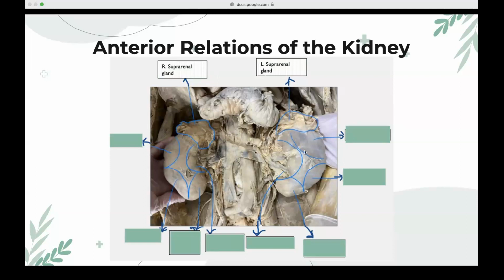What covers it? No, it's not the pancreas. Pancreas is medial. Pancreas would be here. This is the left kidney. So what do we have on the left side here? Spleen. Exactly. Yes, spleen. Spleen and stomach, exactly. Both of them, because they're very close to each other. What about inferolaterally on the left kidney?